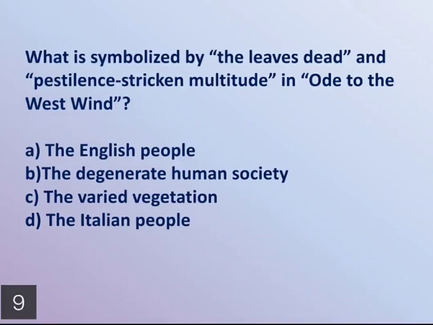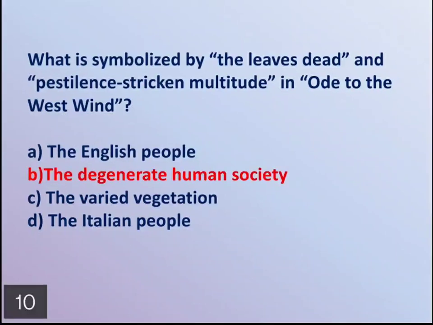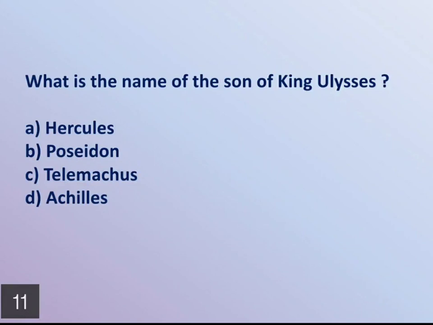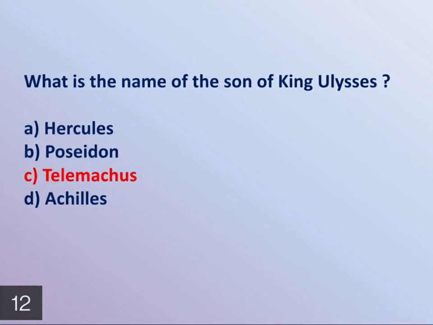Then what is symbolized by the leaves dead and pestilence-stricken multitude in Ode to the West Wind? What does it signify? The English people, the degenerate human society, the varied vegetation, or the Italian people? The answer is, it talks of the degenerate human society, B. What is the name of the son of King Ulysses in Alfred Tennyson's poem? This comes from there. So the name is Telemachus. He says, this is my son, my own Telemachus. That is the line. The C option.